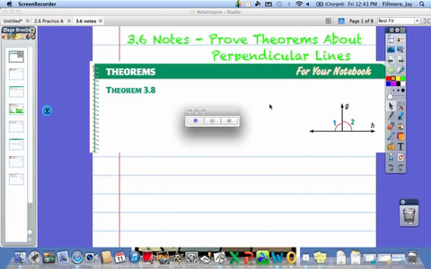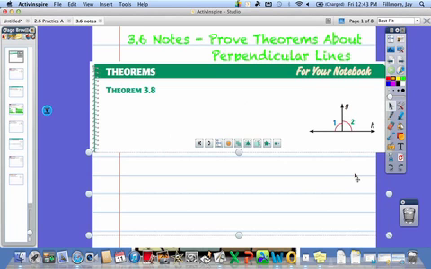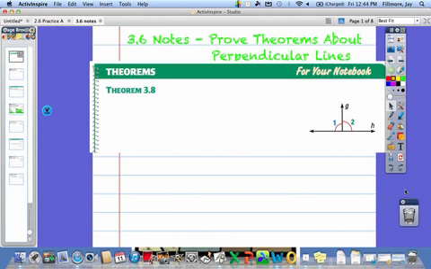Hello, ladies and gentlemen. Today is section 3.6. We're talking about proving theorems about perpendicular lines. And the main thing we're going to go through is actually what these new theorems are, not so much the proving aspect, but more so being introduced to the theorems. And then you'll be working on an assignment involving proofs.